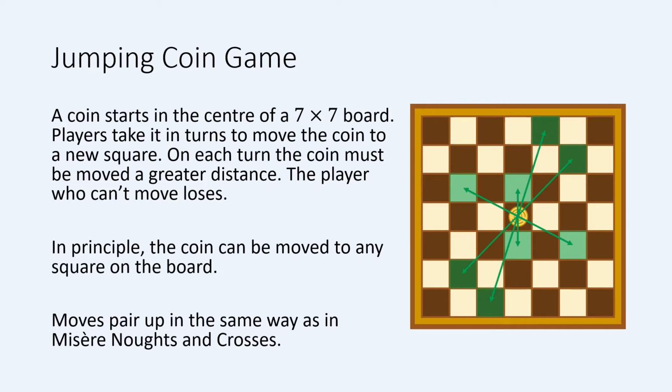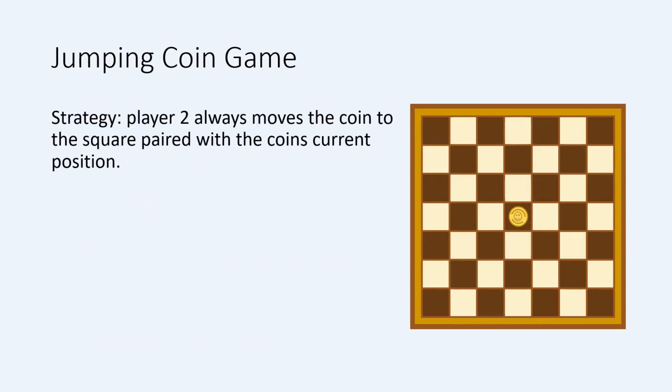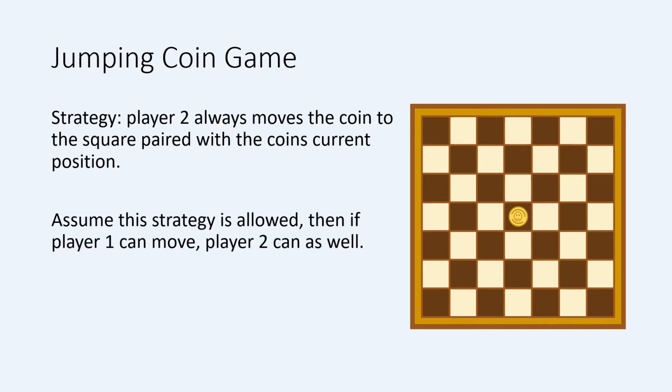The obvious strategy to try would be for player 2 to mirror player 1's moves, and always move the coin to the paired square of wherever player 1 leaves it. For a minute, let's assume that this is always possible within the rules of the game, and check that it is indeed a winning strategy for player 2.